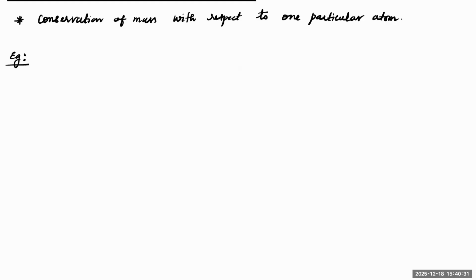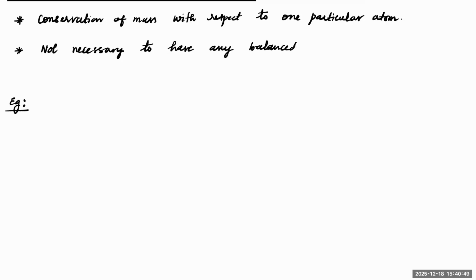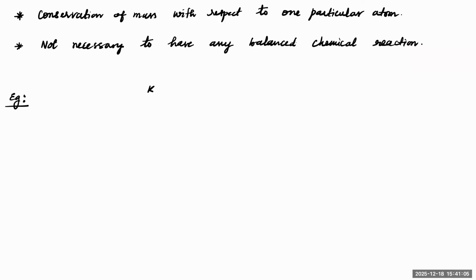Beforehand, just one thing I'll have to mention here is that it's not necessary to have any balanced chemical reaction in this case. Okay, right. Now notice this example. Suppose I have KClO3, it is giving KCl plus O2.